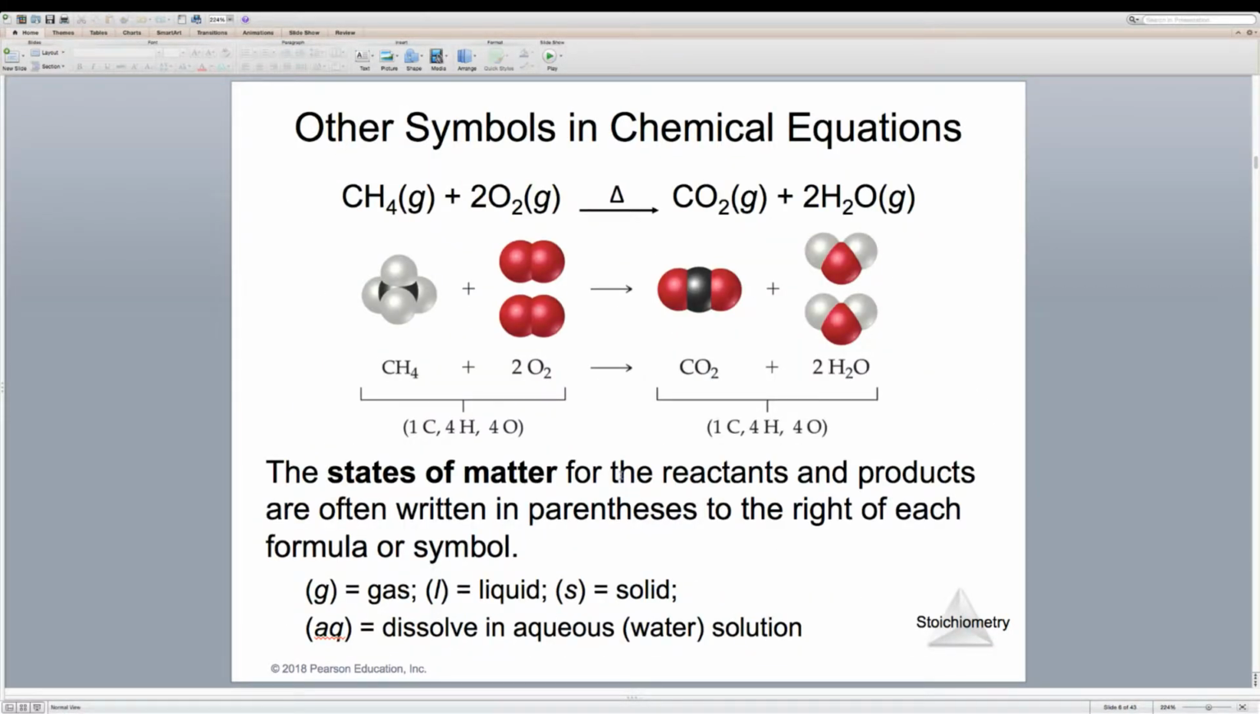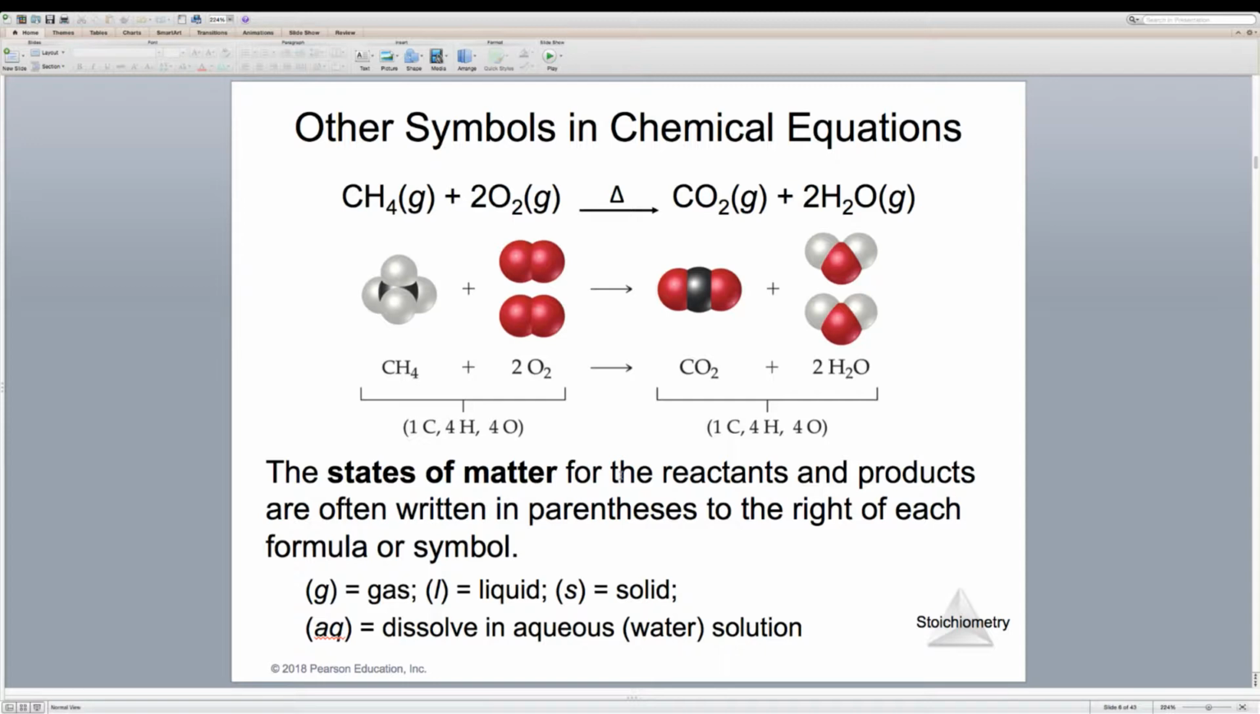Okay, so there are some other symbols that you will see placed into chemical equations. Small italicized letters in parentheses such as g, l, and s are going to be representing gas, liquids, or solids. And then if you see an aq, that means that something has been dissolved in aqueous solution, or dissolved in water.